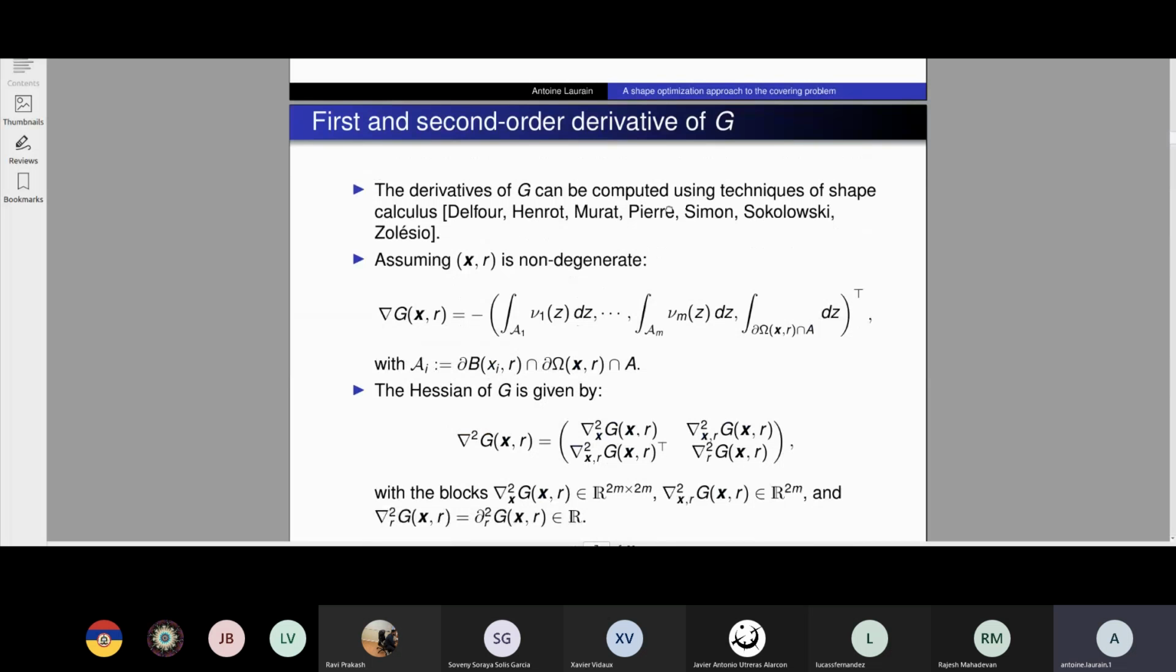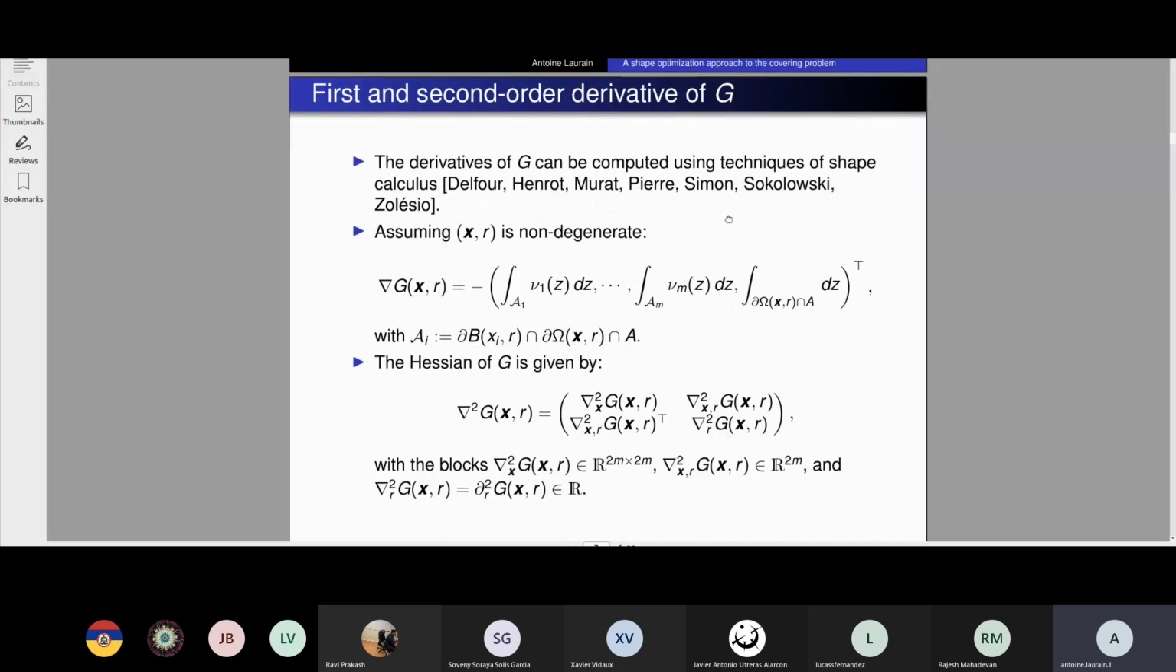So to compute the derivatives of G, we use techniques of shape calculus. So here I wrote some well-known people in this topic. Of course, a lot of French people, as you can imagine. So the gradient of G is relatively simple compared to the second order derivative that I'm going to show afterwards.